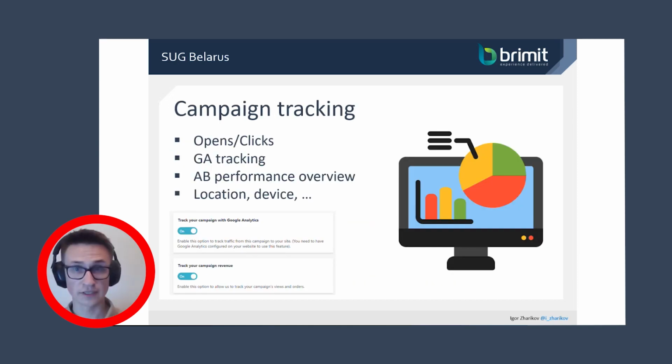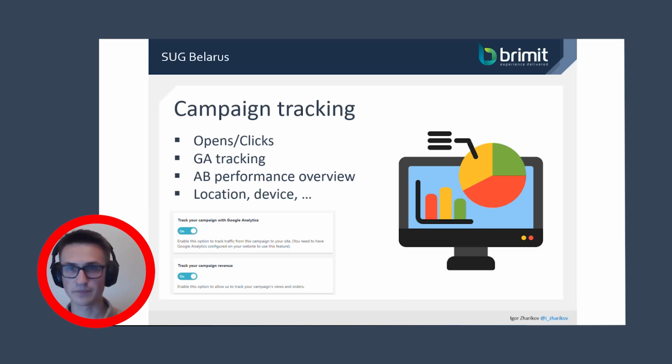Now let's talk a few words about tracking the campaigns. By default, Sitecore Send tracks the count of opened emails and clicks inside the email. This information is available for all campaigns in reports. Campaign performance can be tracked with Google Analytics as well. I will show in detail how it's implemented in the next slide.